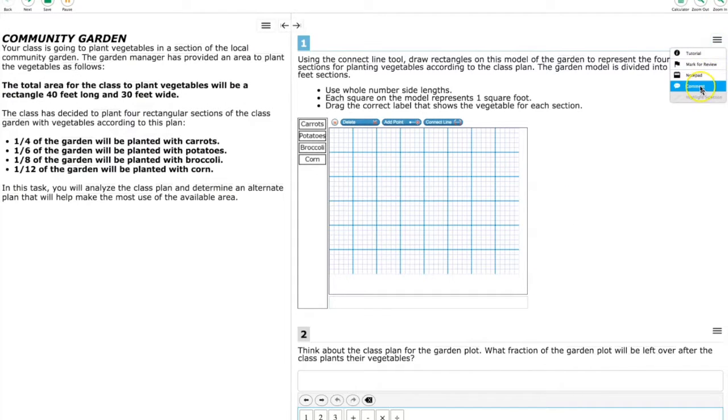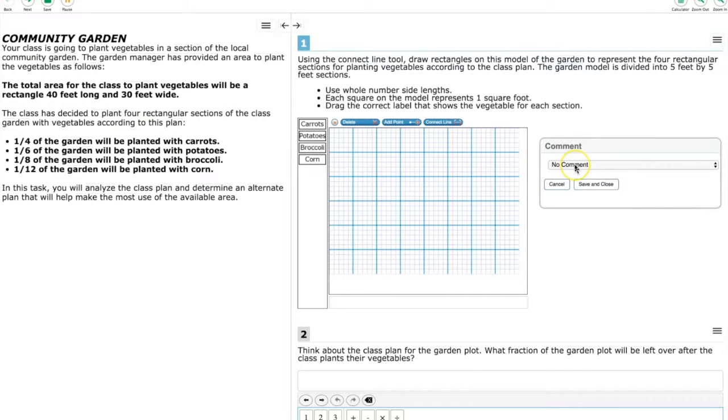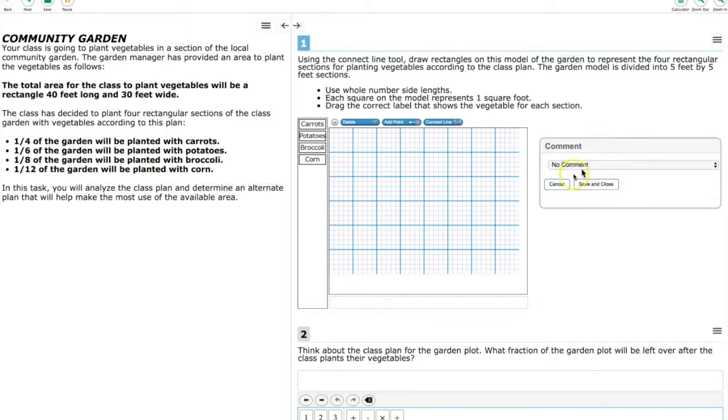Also on the 3 lines here, there's comment, the comment bubble, and this is in case there are problems that you find in the test. If there's no right answer, or you see these other things, if there's grammatical errors, if there's translation errors, if there's words that are misspelled, this is where you can click and tell them exactly what's going on and save and close.